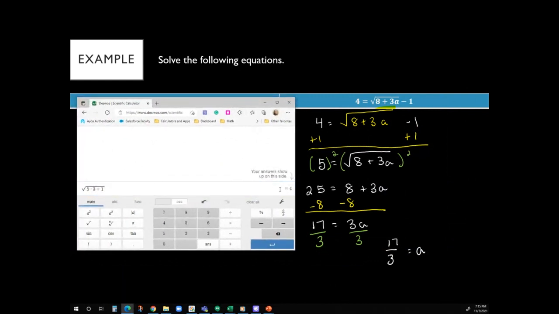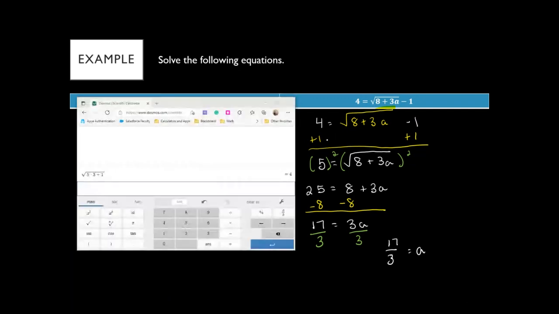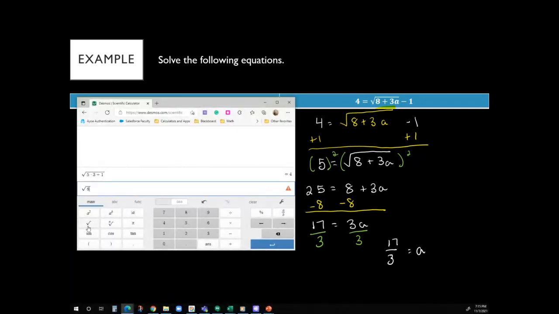There we go. Okay, so we're checking again that this equals 4, but we're going to put in the right side this time. So I've got my square root, 8 plus 3 times a, and a is 17 over 3. So I'm going to put parentheses there, and then 17 over 3, and make sure that's still inside the square root. And then I have to make sure I'm outside of the square root to type my -1.